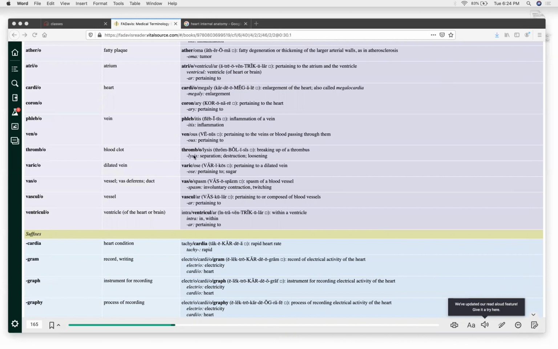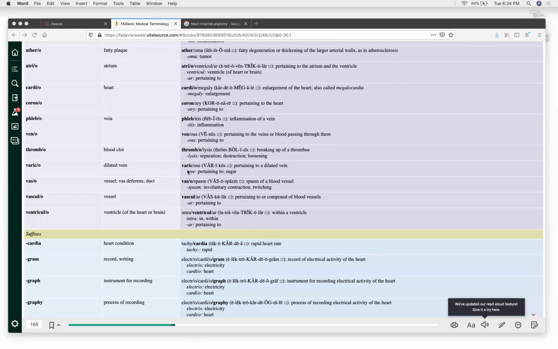Thrombo is clot. So your thrombocyte is a clotting cell. But I might have to give some medication called a thrombolytic to perform thrombolysis. Lysis means separation or destruction of. Thromb means blood clot. So if I give something like warfarin, which is a thrombolytic, what is it doing to the excess blood clots that I have in my body? It will break them up.